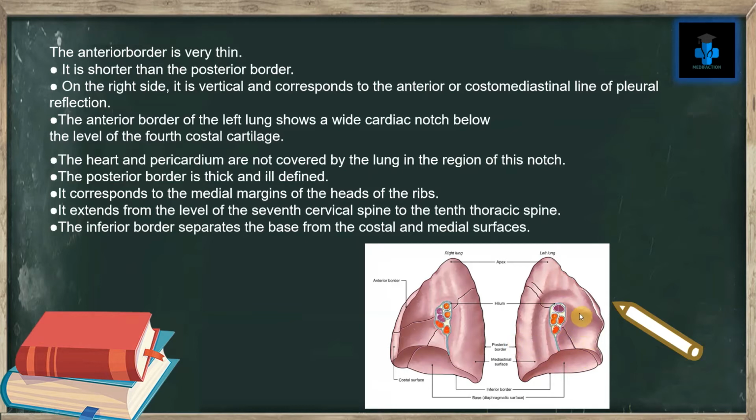The posterior border is thick, as you can see here, and it is ill-defined. It corresponds to the medial margin of the heads of the ribs. It extends from the level of the 7th cervical spine to the 10th thoracic spine. The inferior border separates the base from the costal and medial surfaces.